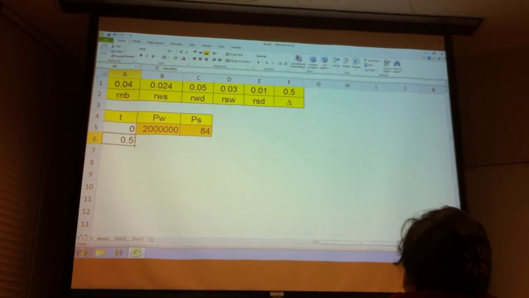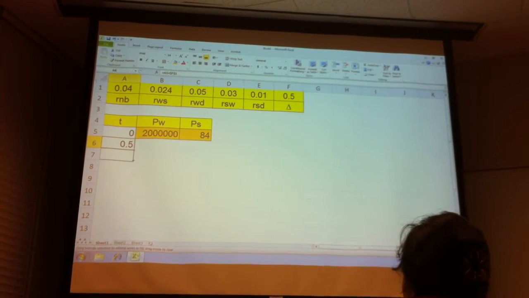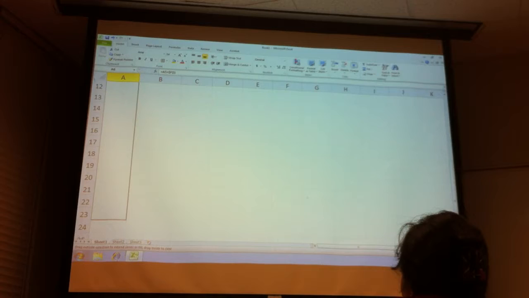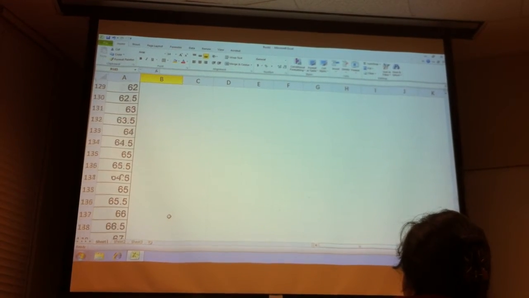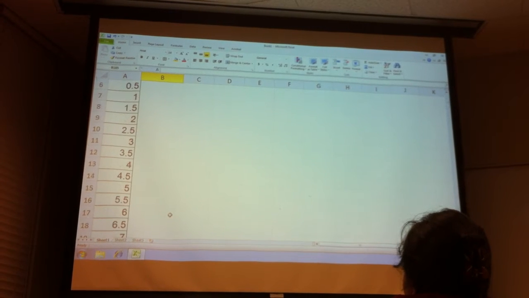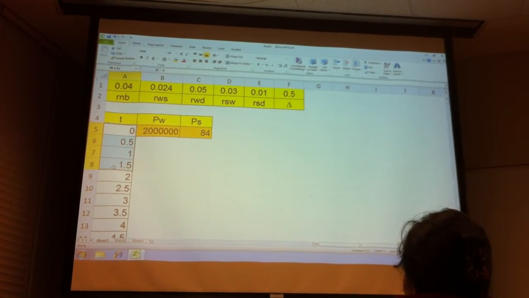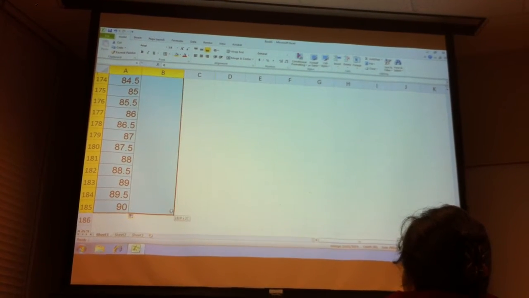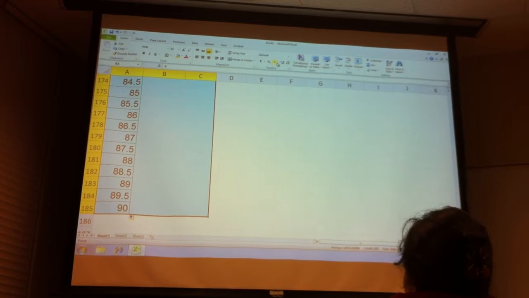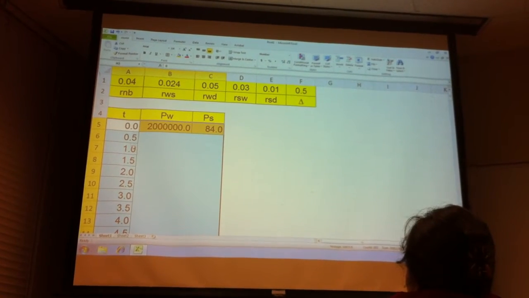That's the next period. Half a day later, half a week later, half a month later. I drag this down, whatever I want, down to 90. Okay, that will give me 90 things. I'd like them all to have the same number of decimal places. So we look at the decimal places. They all have one decimal place now.